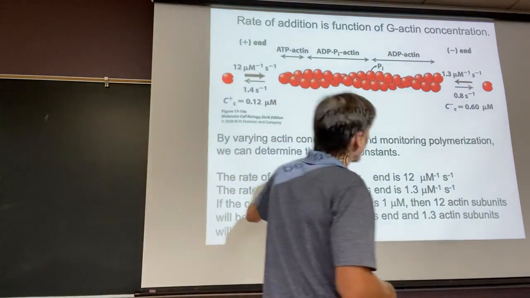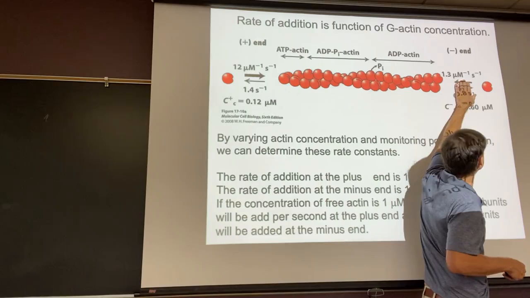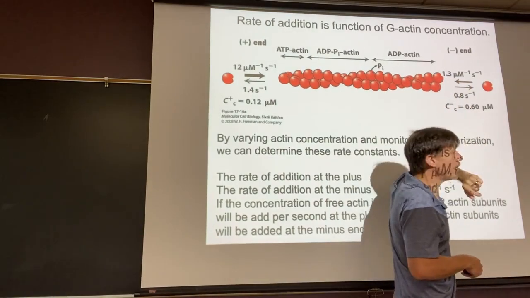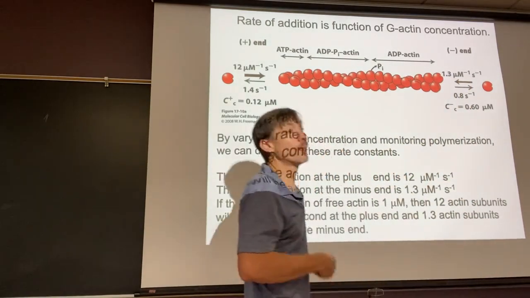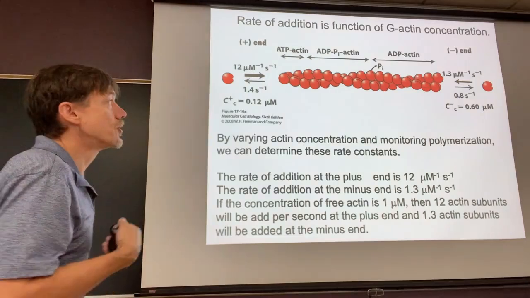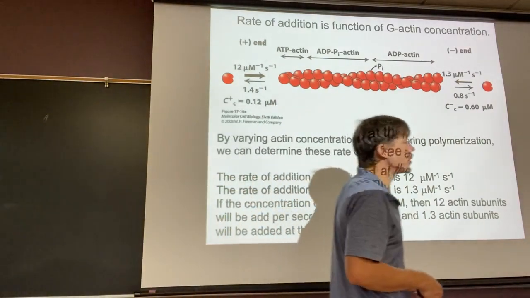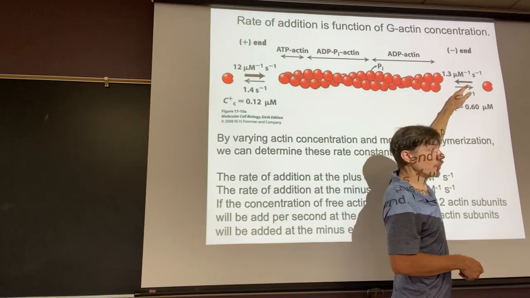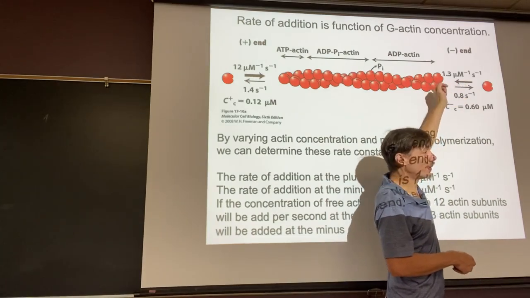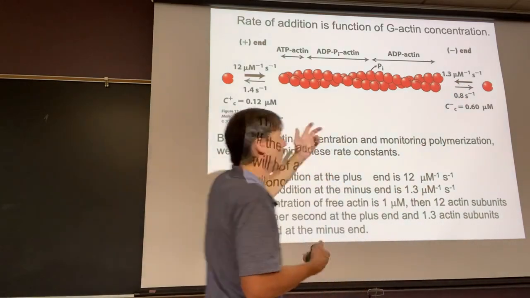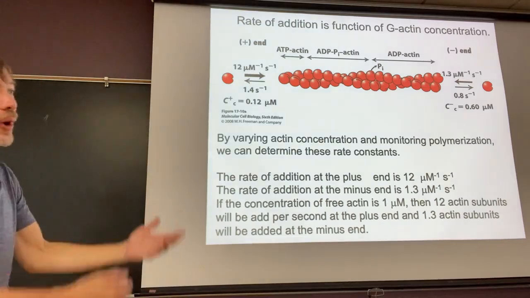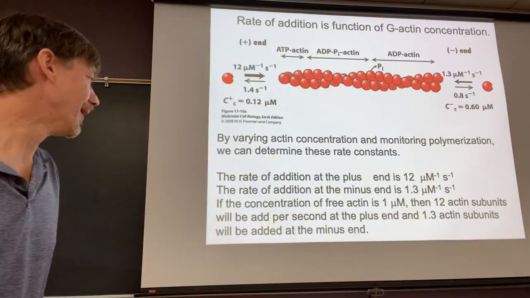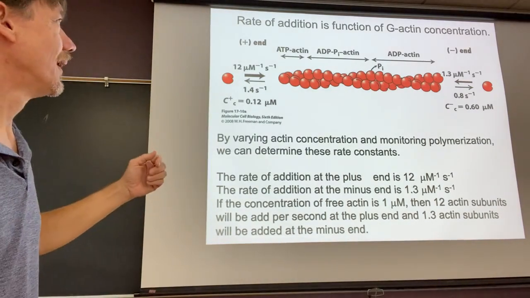And then if we look over here at the minus end, we can see this rate constant is 0.3 per micromolar per second. So if we had a concentration of 0.3 micromolar, how fast would things grow? It would just be 1 per second.